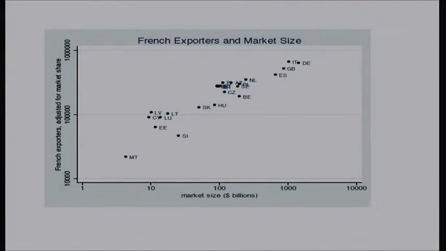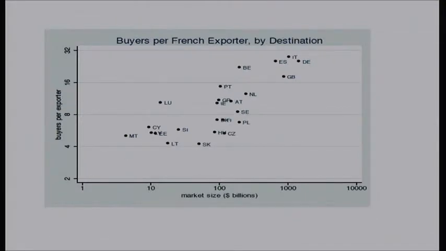And now let's look at it from the other side. Let's look a little bit from the buyer side. Basically, the number of buyers is going to scale up with the number of sellers. But something else comes out, which is that the buyers per exporter tends to go up in these bigger markets. So that's a first fact we'll want to capture with our model about the individual buyers.